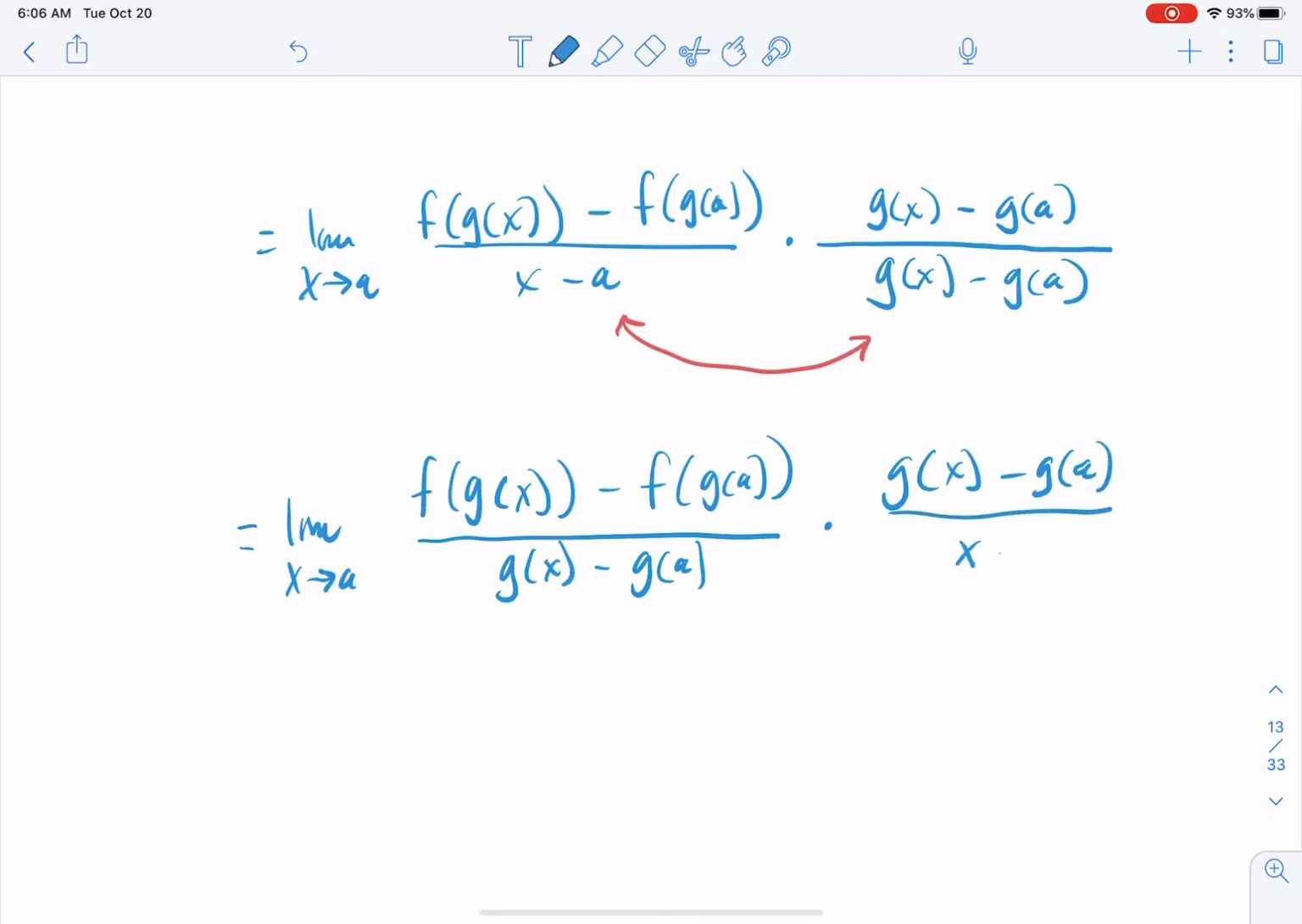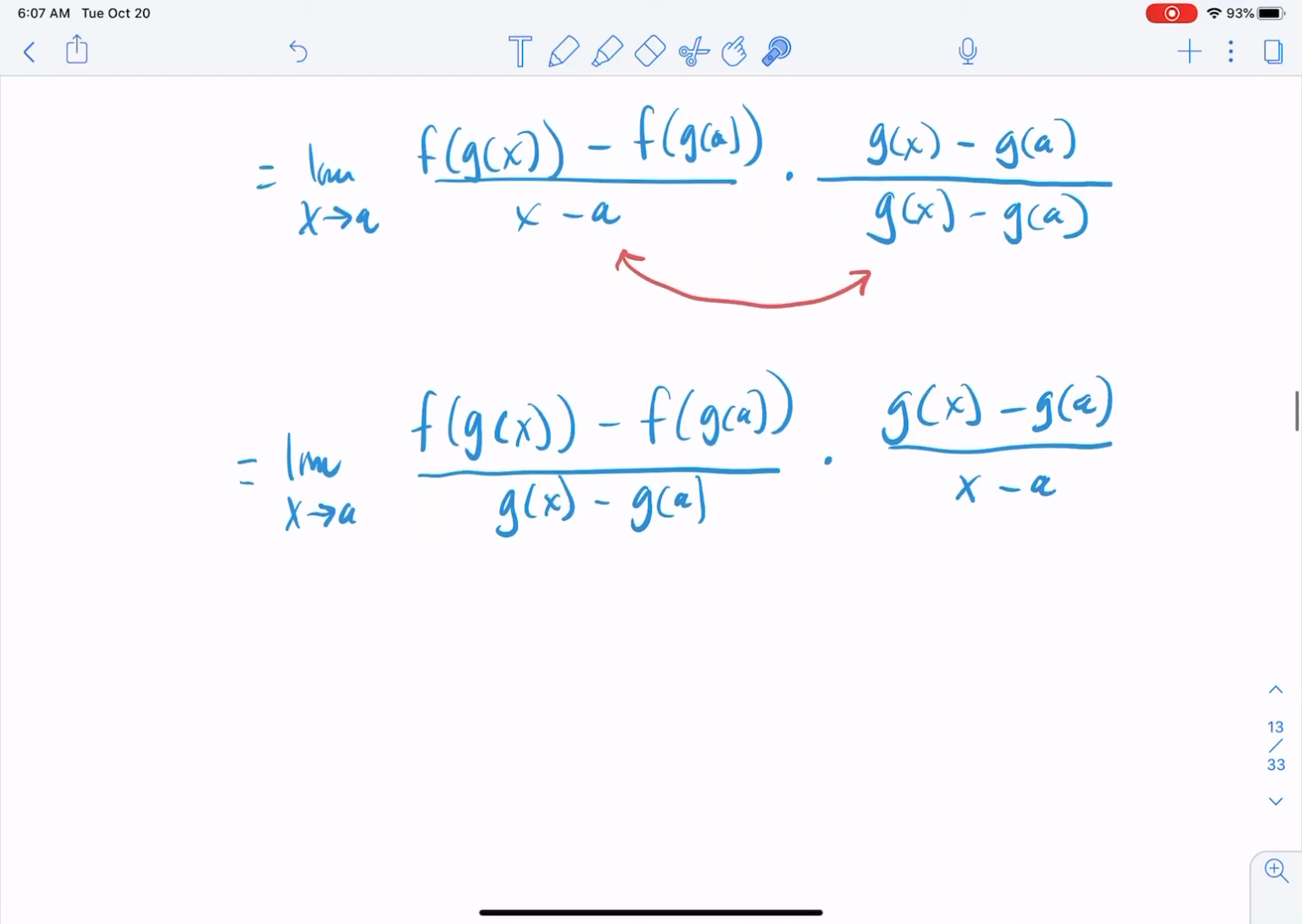Now I think the easier part to recognize is the second part. If I take the limit as x approaches a of g of x minus g of a over x minus a, that is the alternate form of the derivative of g of x at x equals a. In other words, that part is just g prime of a.